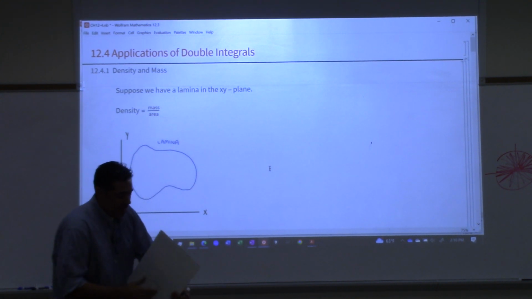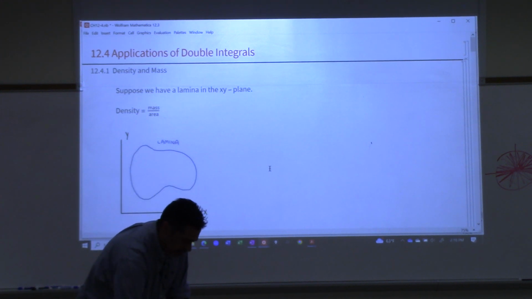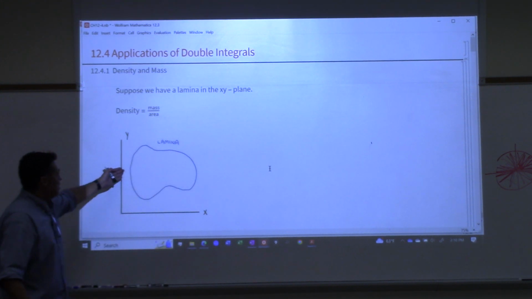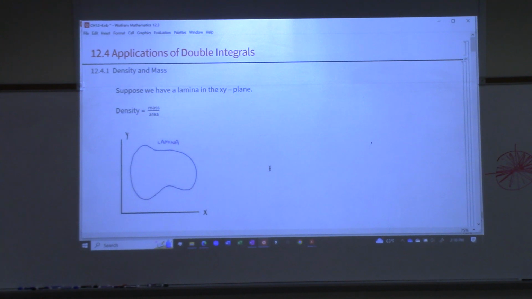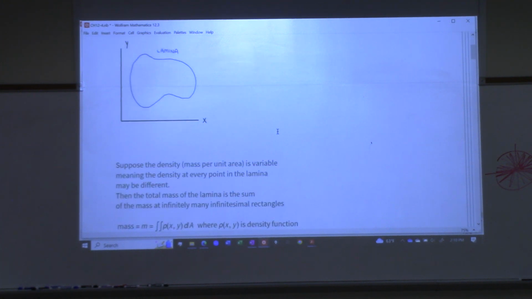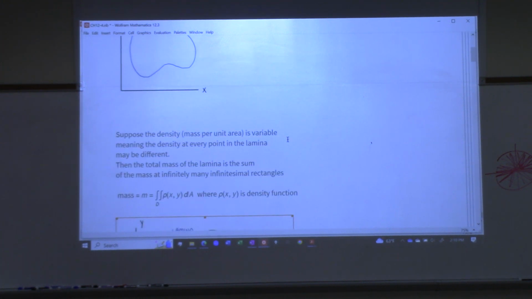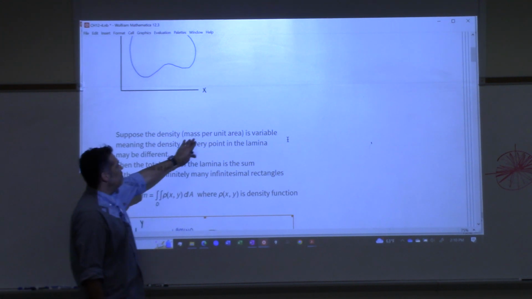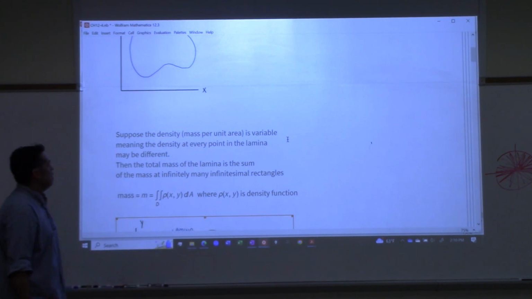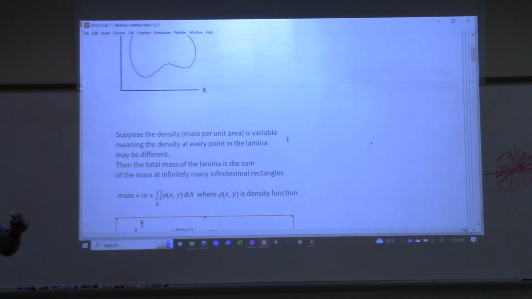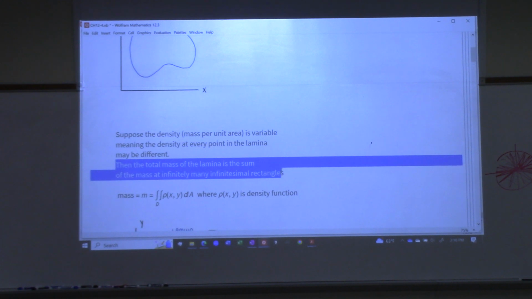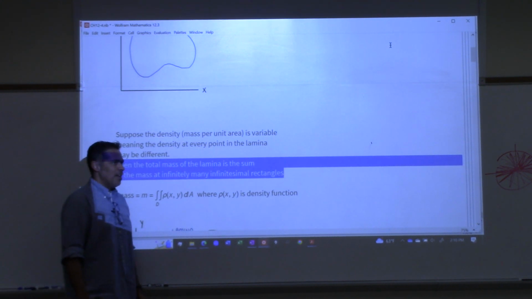All right, so if you can accept that as a definition for density, and you can accept that this is a lamina living on a flat sheet of paper, the XY plane, then we want to suppose that the density, or the mass per unit area, is variable, so that the density changes at each point. You go to a different point, you have a different density. That's a non-homogeneous lamina. Then the total mass of the lamina is the sum of the mass at infinitely many infinitesimal rectangles within the lamina.